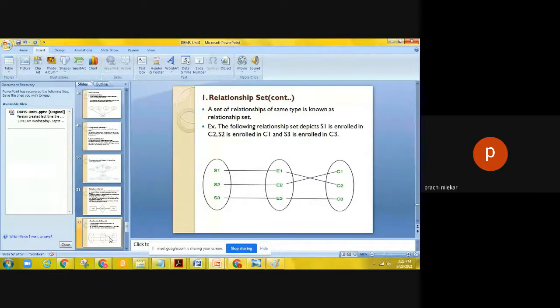Now, yes, continue with the relationship set. A set of relationships of the same type is known as the relationship set.